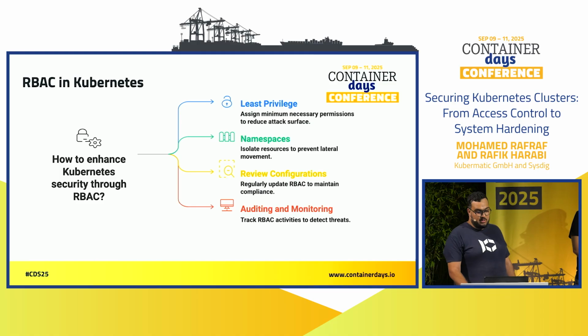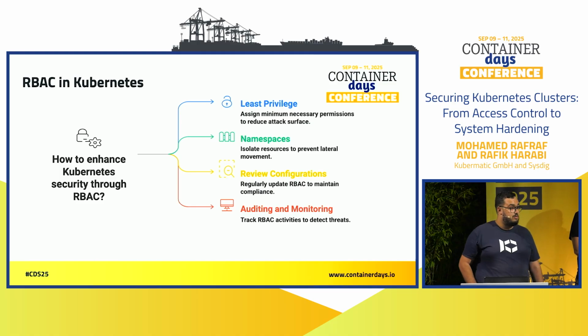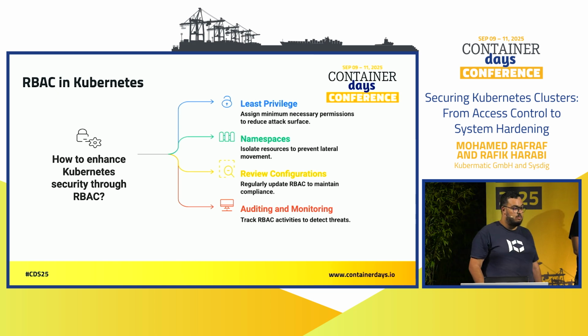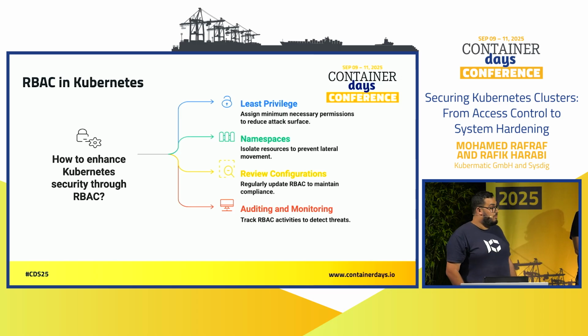So in order to enhance your Kubernetes security, we need to avoid some RBAC issues, and it comes down to 4 things. Firstly, least privilege: only give a user or a service the exact permissions they need. If you add more permissions, the attacker can escalate quickly and use these extra permissions.